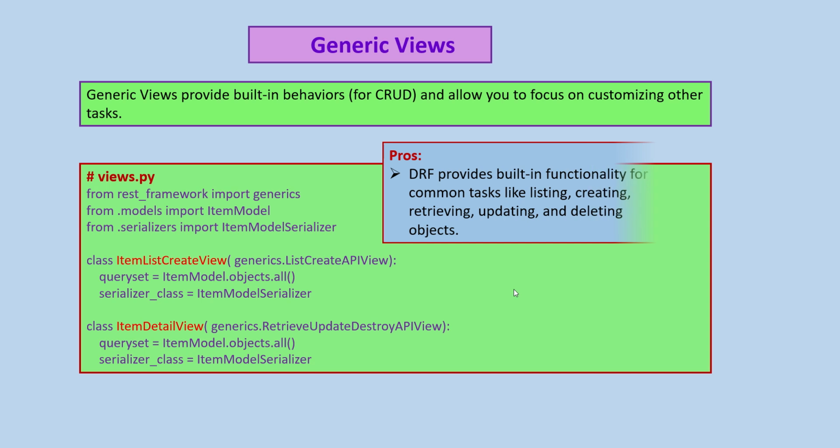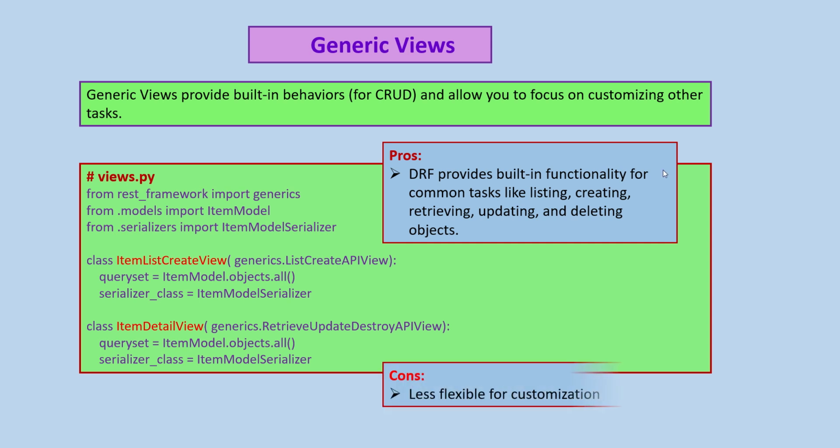Now let us see the pros of this one. The framework provides built-in functionality for common tasks like listing, creating, retrieving, updating and deleting objects. And next, there are disadvantages: it's less flexible for customization. So there is a limitation of customization and it is less flexible in that context. So this is about generic view.